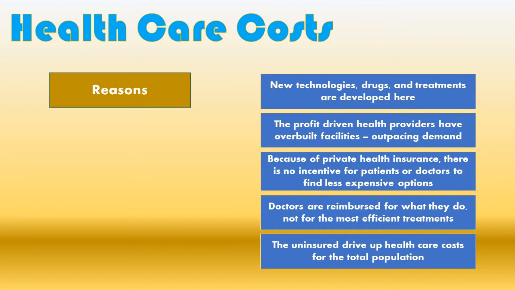Since our healthcare system is profit based, healthcare companies, like providers such as hospital chains, overbuild. They make things fancy so that they can generate more profit. Often they build more than there is actual demand for.